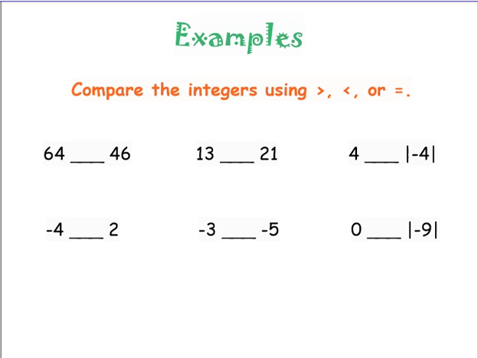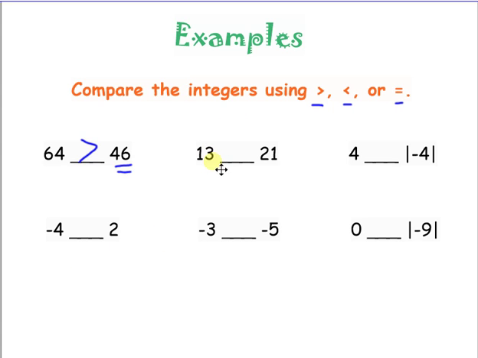So let's actually take a look at what that looks like. All right, so here I have two integers, and I need to use the greater than sign, the less than sign, or the equal sign. So I have 64 and I have 46, okay? So which number is smaller? Well, 46 is smaller, so I need to make sure that the tiny point is pointing to the 46. And this is actually called the greater than sign because 64 is greater than 46.